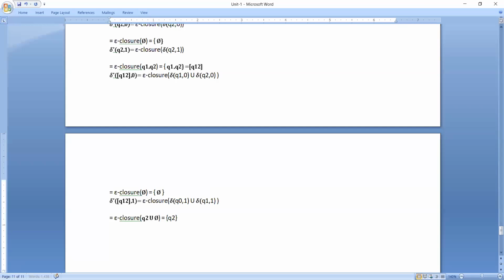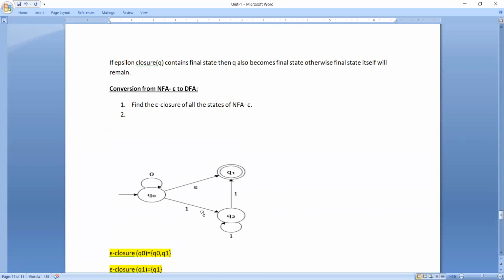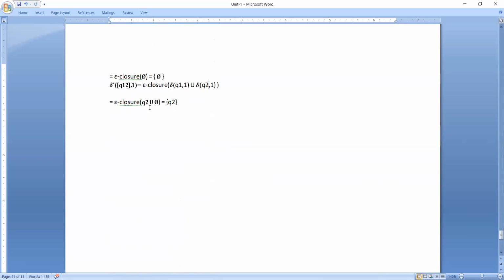Q12 on 1 is nothing but the epsilon closure of Q1 on 1 and the epsilon closure of Q2 on 1. Now please have a look at this. What is Q1 on 1 and Q2 on 1? On Q1 we don't have any transitions, so Q1 on 1 will be phi, union Q2 on 1, which will go to the same state.